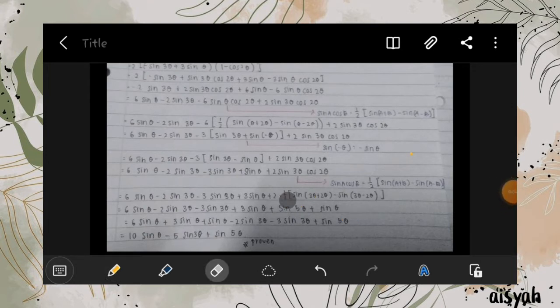After we finish expanding the formula and get the values, we will rearrange it according to the values of theta. We will start from 6 sin theta plus 3 sin theta plus sin theta, and then negative 2 sin 3 theta minus 3 sin 3 theta plus sin 5 theta. And then we will solve it, and we can get 6 plus 3 plus 1, we will get 10 sin theta, negative 2, negative 3, we will get negative 5 sin 3 theta, and the last one we will get sin 5 theta.